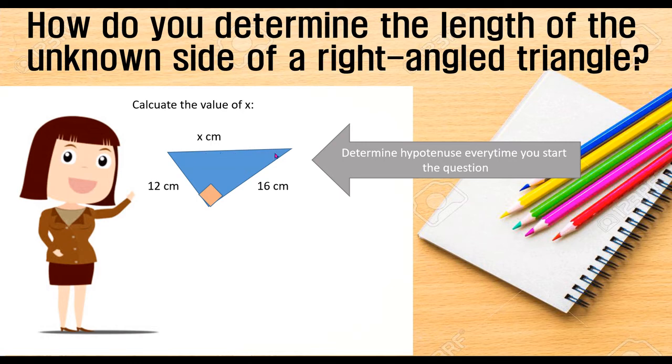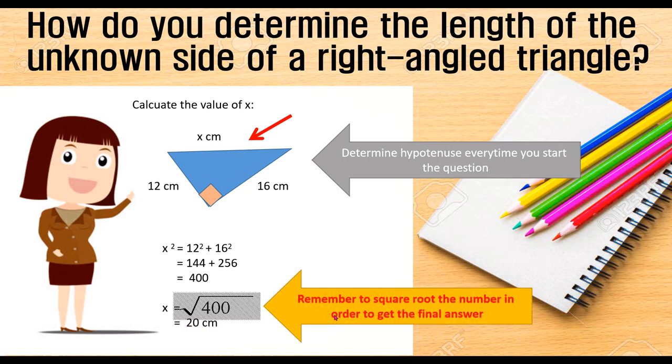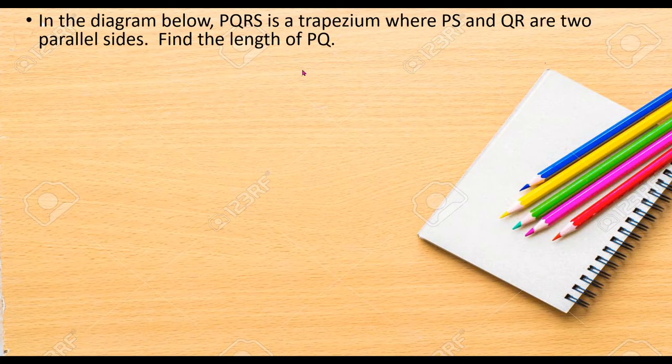Since our x is the hypotenuse, when we put it inside our Pythagoras theorem, we will have x squared equals 12 squared plus 16 squared. After that, we will calculate according to our numbers. And then please always remember you have to take the square root, and after that only you can get your final answer. Please remember to square root the number in order to get the final answer. Please remember that.